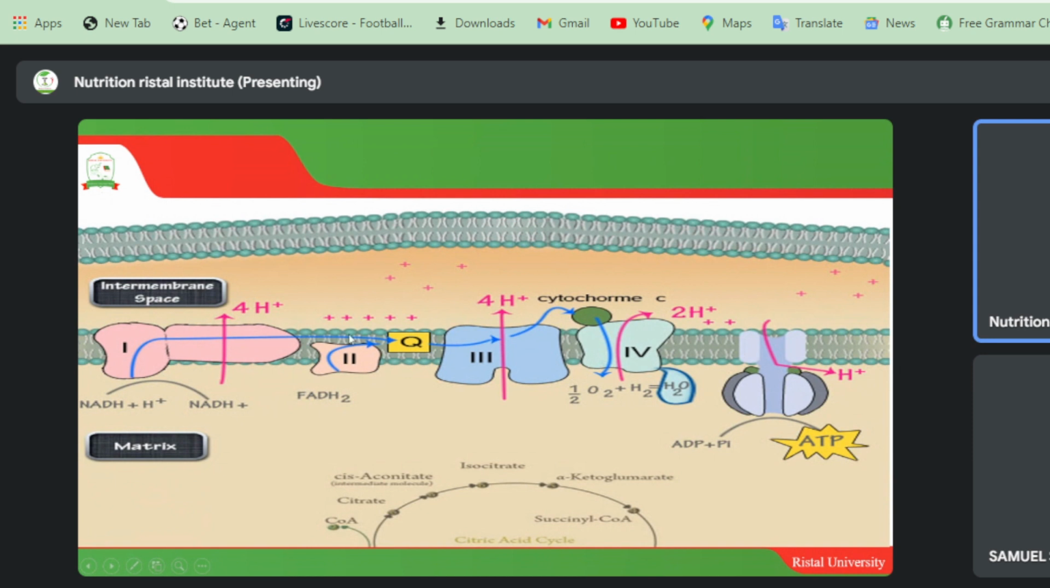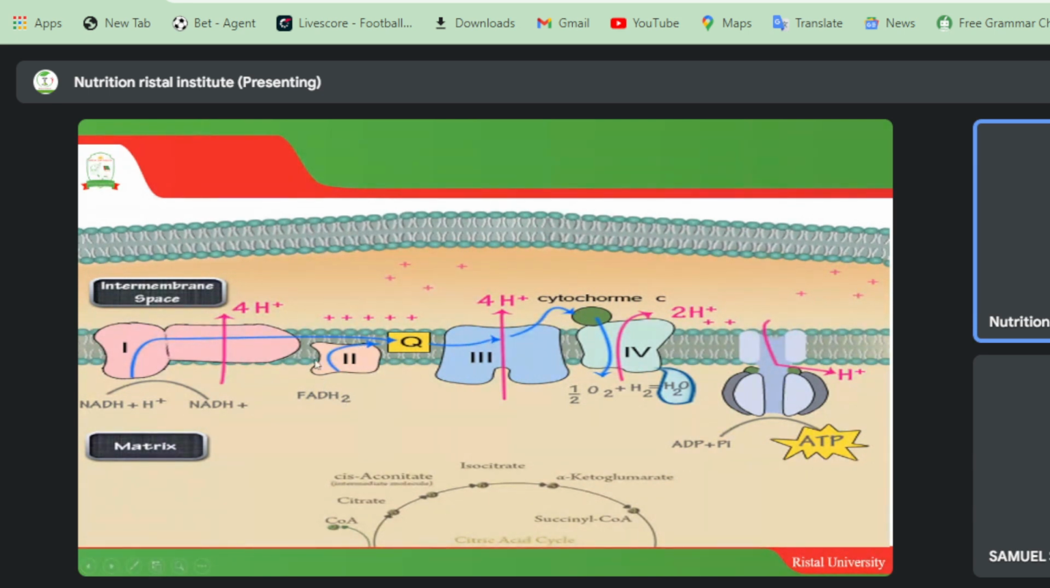You understand that at the end of it all, there is a difference in production. Each FADH2 will end up producing about 1.5 ATP molecules, and the NADH will end up producing about 2.5 ATP molecules each. So we'll be able to do that calculation later.